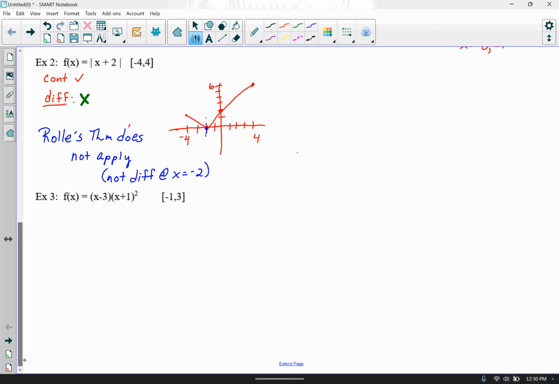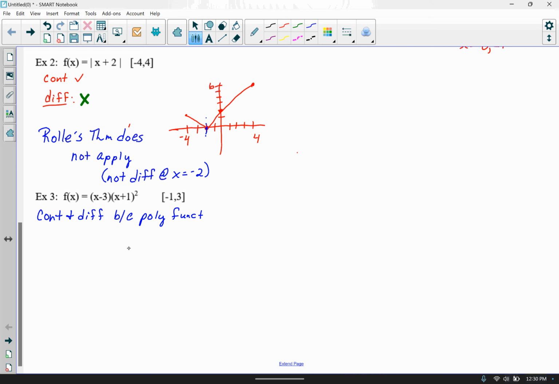All right, we'll scoot on down to example 3. Example 3 is just another polynomial function, written out in factored form. So it is definitely going to be continuous and differentiable because it's a polynomial function.